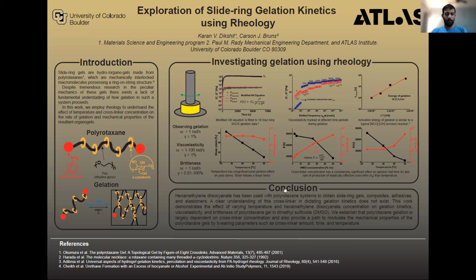This work is very important because no one has done this. And since polyrotaxane systems with HMDI as a crosslinker have been used in many different applications, I felt it was important to inform the community at large as to how to tweak the parameter space to get the right material that you want.